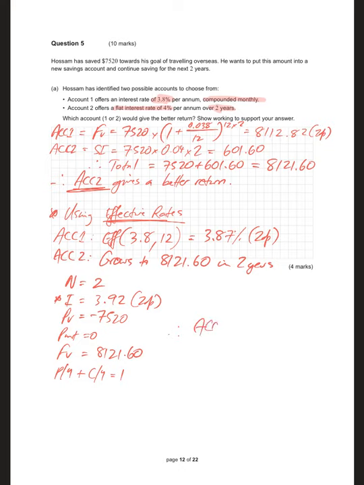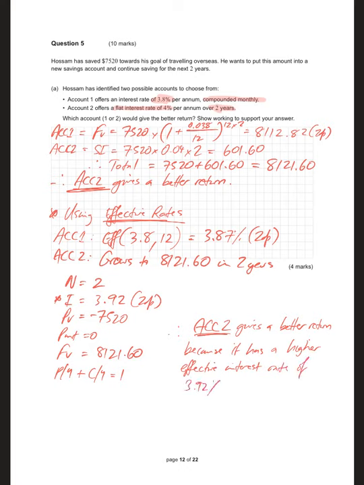Therefore, you can also answer it this way. Account 2 gives a better return because it has a higher effective interest rate of 3.92% per annum versus 3.87% per annum. Right, that's that page done.